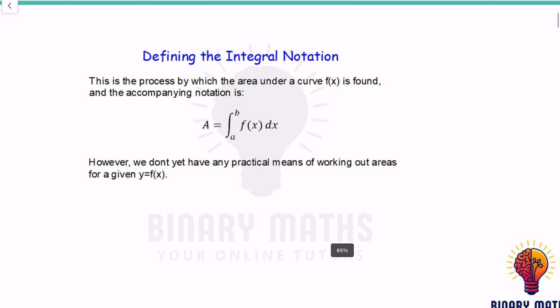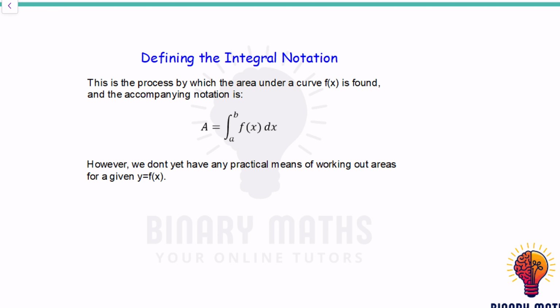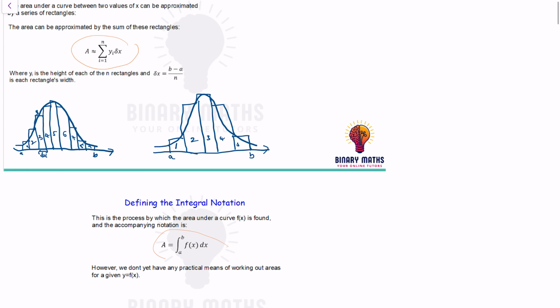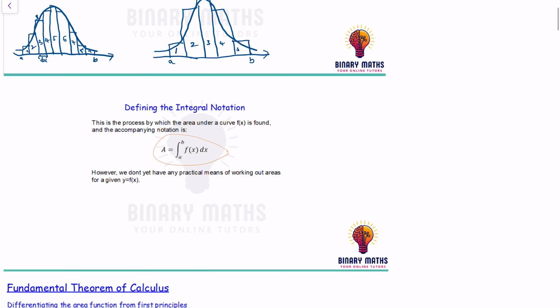Another thing to know is defining the integral notation. This is the process by which the area under a curve f of x is found. So if you want to find the area under the curve, it is the integral from a to b of f of x dx. Now, we do not know how to do this at the moment, but we know this is used to work out the area for a given y equals f of x. So what we want to do is link these two area equations or approximations together, so we can relate them. You want to connect the two different equations together. That's the aim of this first part of this lesson.